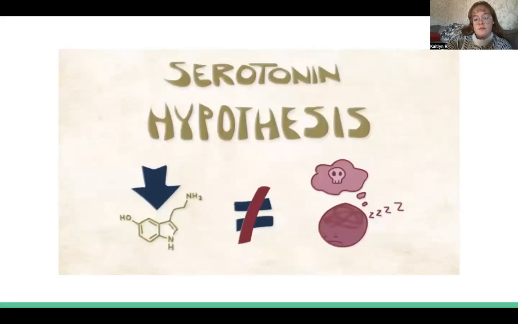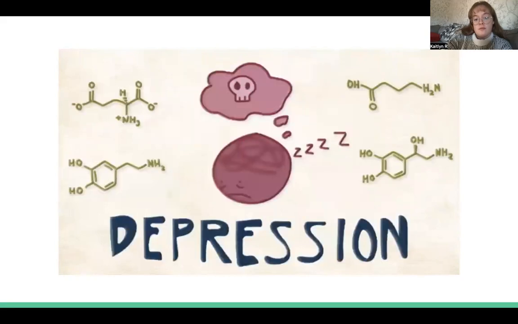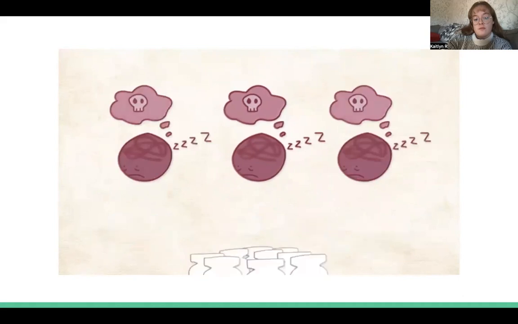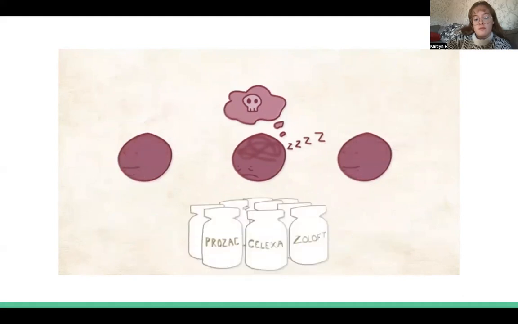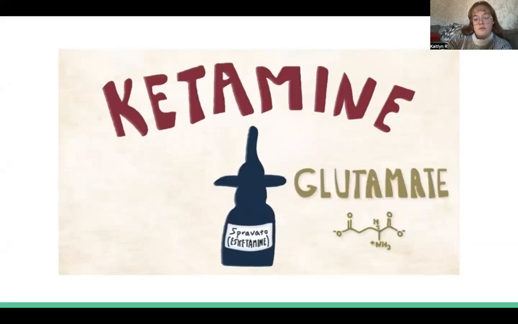Unfortunately, low serotonin isn't the whole story for depression. Many other neurotransmitters are also altered in patients with depression, and just raising serotonin levels alone isn't always enough. Around a third of patients with depression don't seem to respond to SSRIs. Enter ketamine. Ketamine interferes with glutamate signaling.